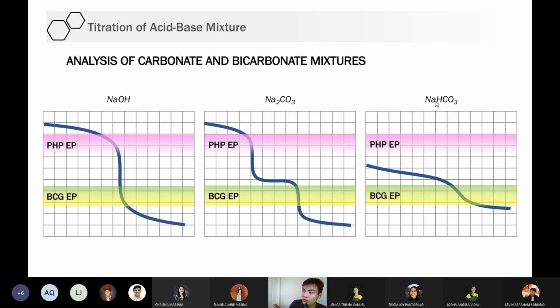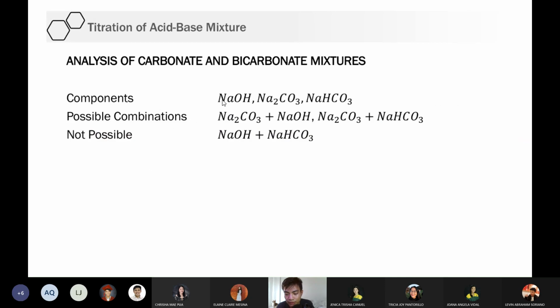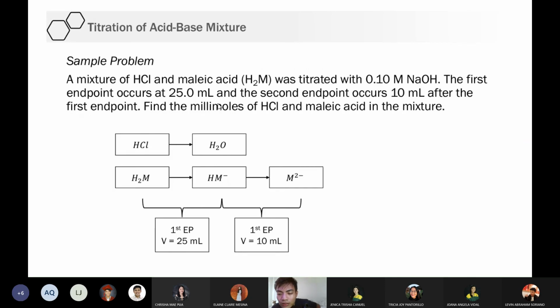For sodium carbonate, no? So, hindi niya matatamaan yung phenolphthalein endpoint. No? Only the BCG endpoint kasi acidic yung endpoint nun. Di-discuss natin to next meeting kasi ano yung application nitong discussion natin dito.